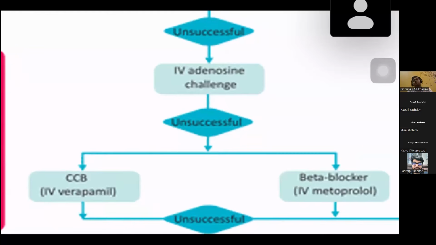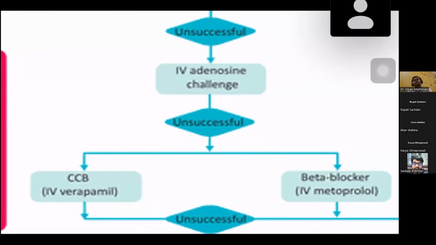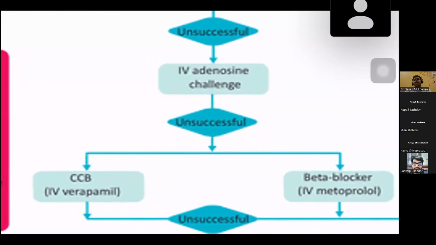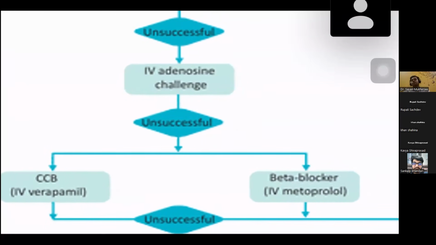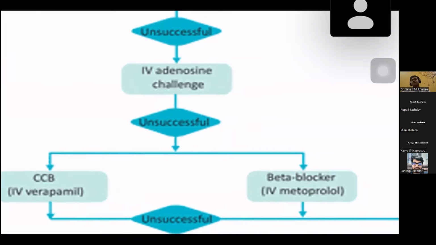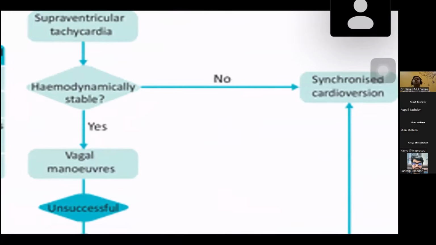If it doesn't settle, then you can use a different class of drugs. You can use either CCBs, which are calcium channel blockers, or beta blockers. Both have a negative effect on the heart rate. CCBs block the AV node and thus reduce the heart rate. Beta blockers block both the AV node as well as the sinoatrial node and reduce the heart rate. Preferably use IV verapamil for a CCB, and IV metoprolol for a beta blocker. If you have done everything, adenosine 6, 12, 12, verapamil, metoprolol, and nothing works, go for synchronized DC cardioversion.